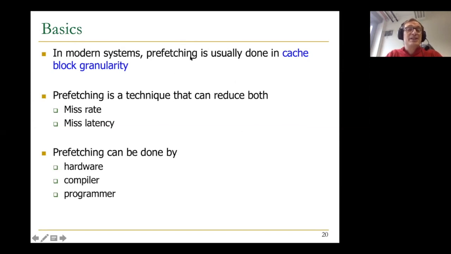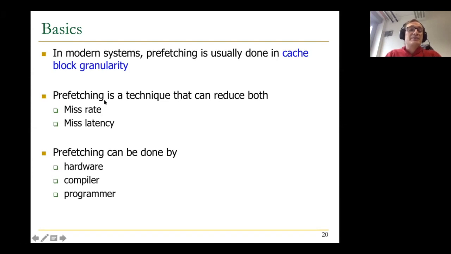So in modern systems, prefetching is usually done in cache block granularity. That's true for memory accesses, right? We've discussed that whenever you do a memory access, you usually do it in the cache block granularity because you're bringing data into the caches. That's not always the case, but especially with uncacheable data, you can do a memory access to 8 bytes as opposed to 64 bytes. But prefetching is there to prefetch data for the program. It's usually done in cache block granularity. So we're going to talk mainly about cache block granularity in the rest of this lecture and in future lectures also. But keep in mind that it doesn't have to be done at the cache block granularity.